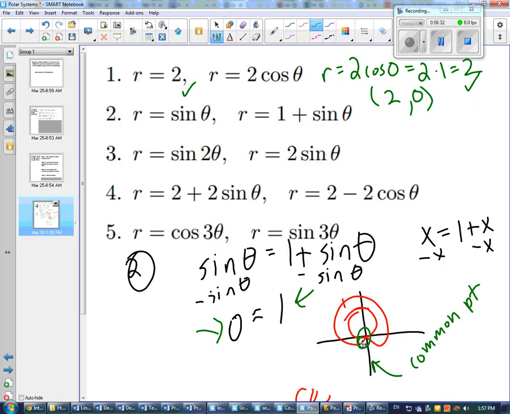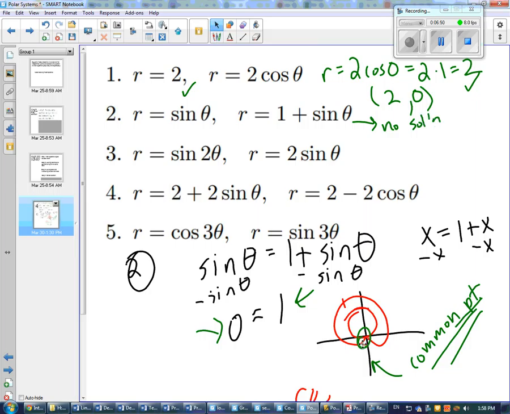So we're not interested in finding common points. I just wanted to point this scenario out to you, that sometimes in your graph it can look like there's more intersections than there actually are. So this one has no solutions.